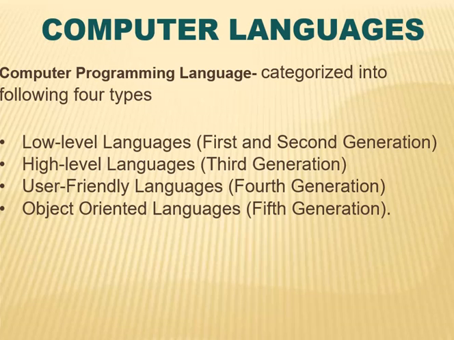So how is it going to translate? Again, there are translators which we'll be studying in our further classes. Let us first continue with this. Computer programming languages can be categorized into four types. Low level languages were basically first and second generation languages, high level languages were third generation, then user friendly languages in the fourth generation, and object oriented languages which we are following now, that is our fifth generation languages.